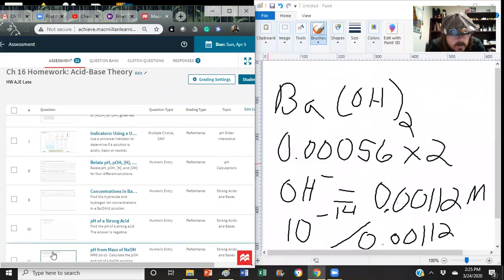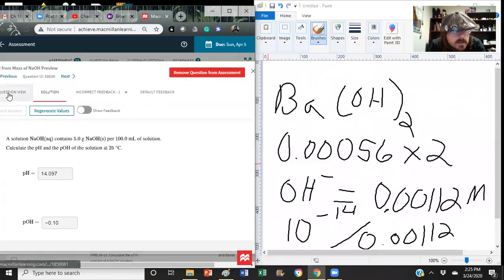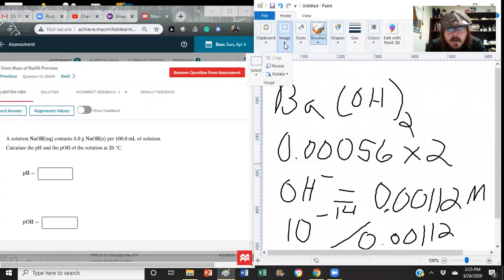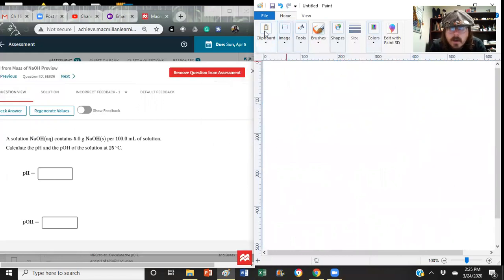That's number 9. Number 11, pH. Okay, this one is not necessarily hard, it's just more of a review than what maybe we're used to. A solution of sodium hydroxide contains 5 grams of sodium hydroxide per 100 mL of solution. Calculate the pH and the pOH.